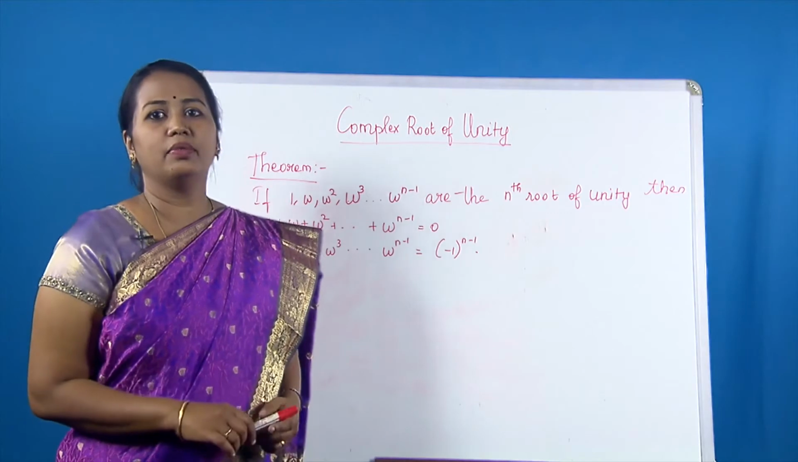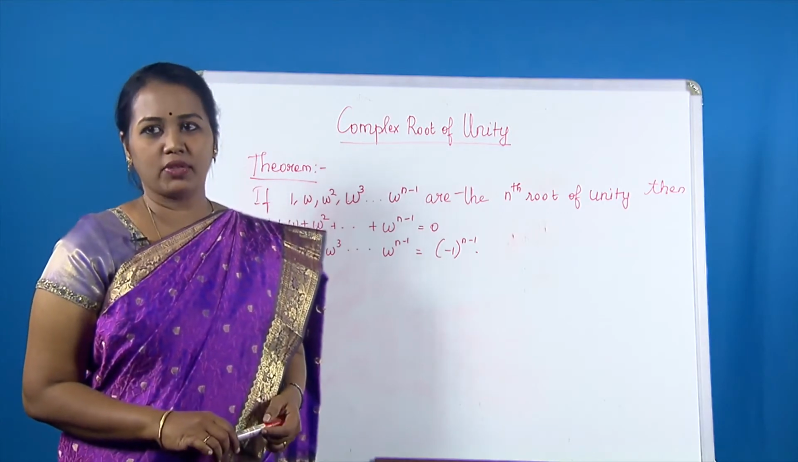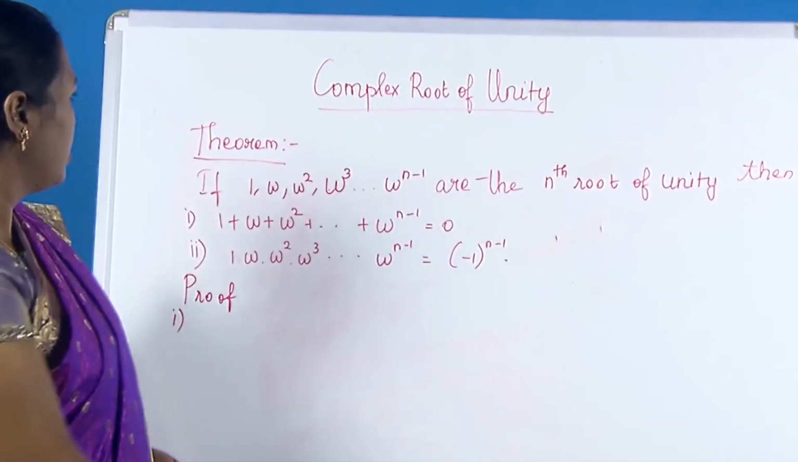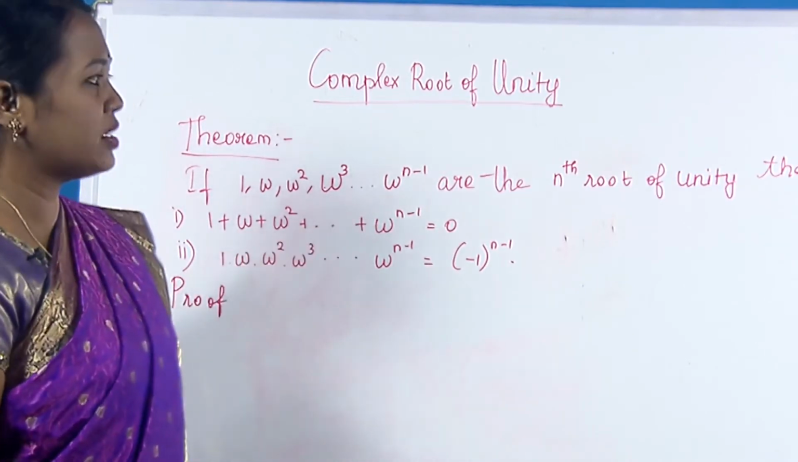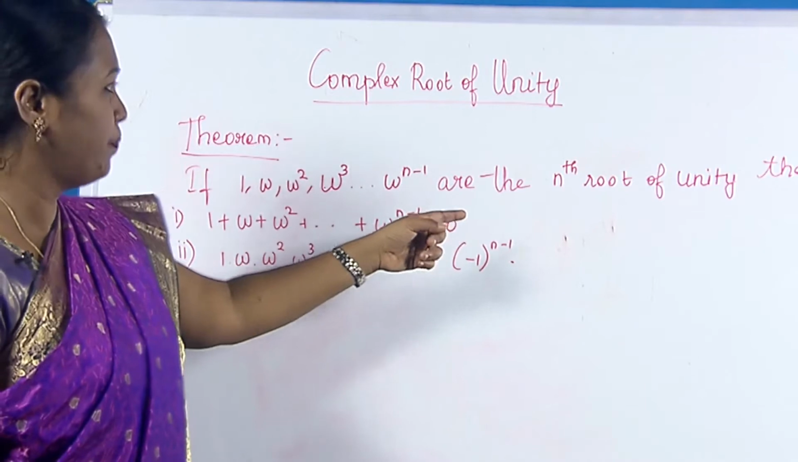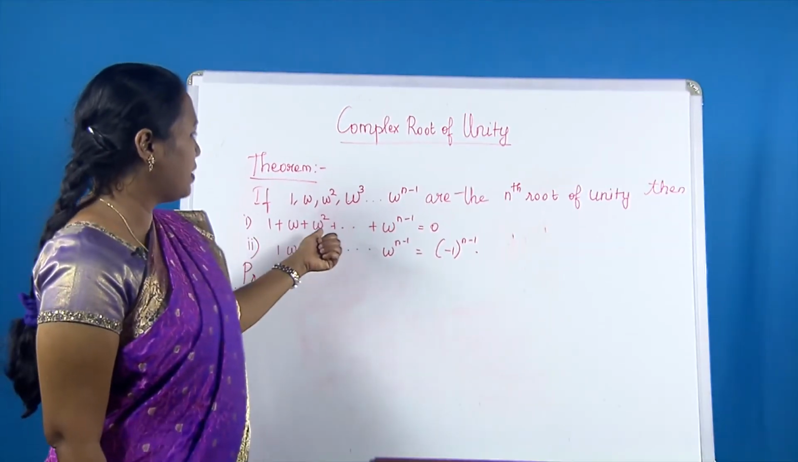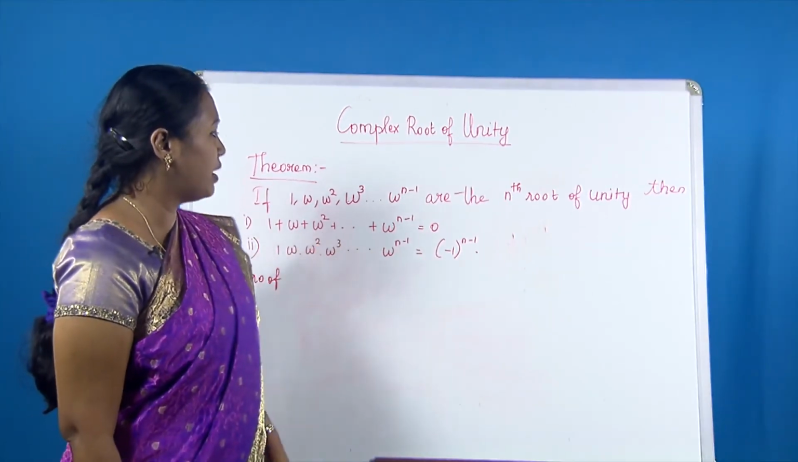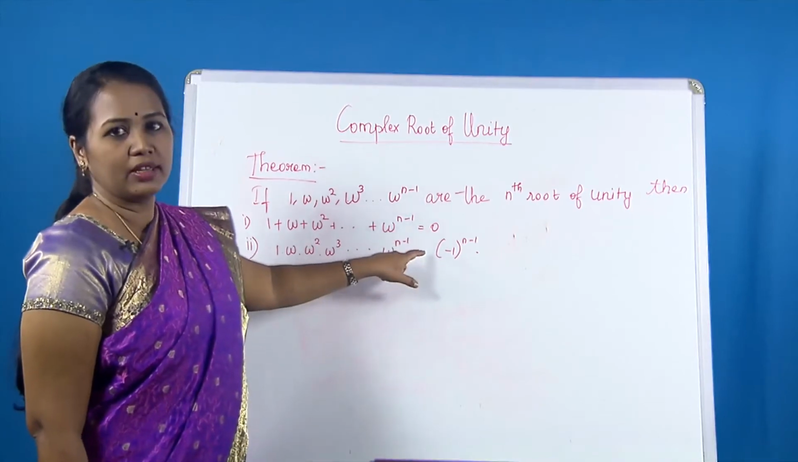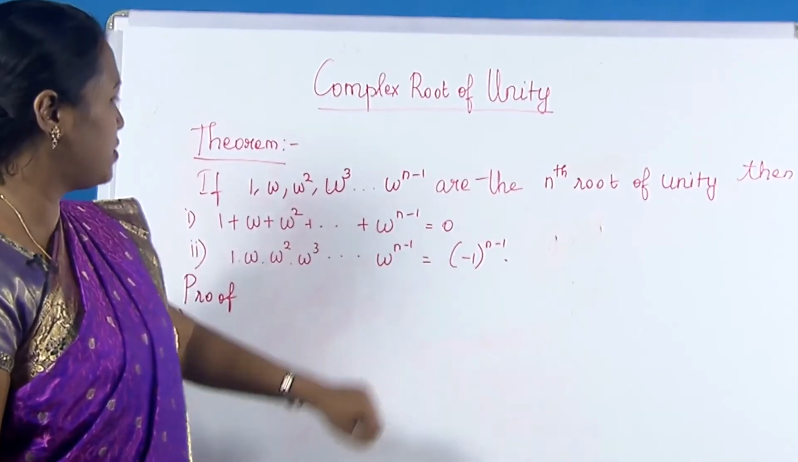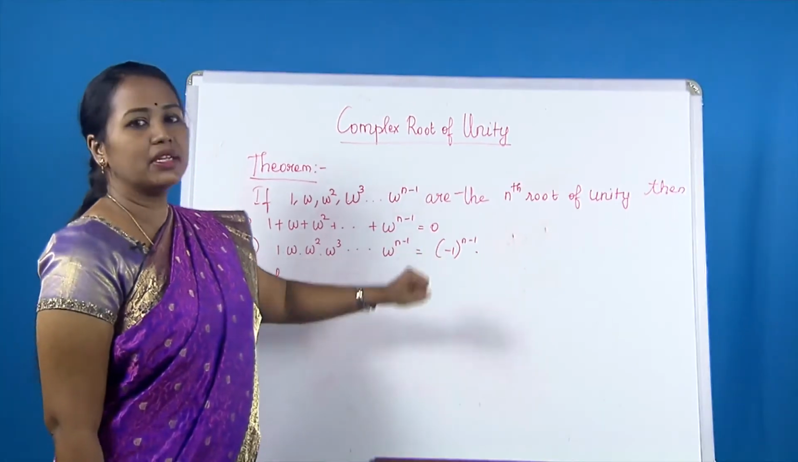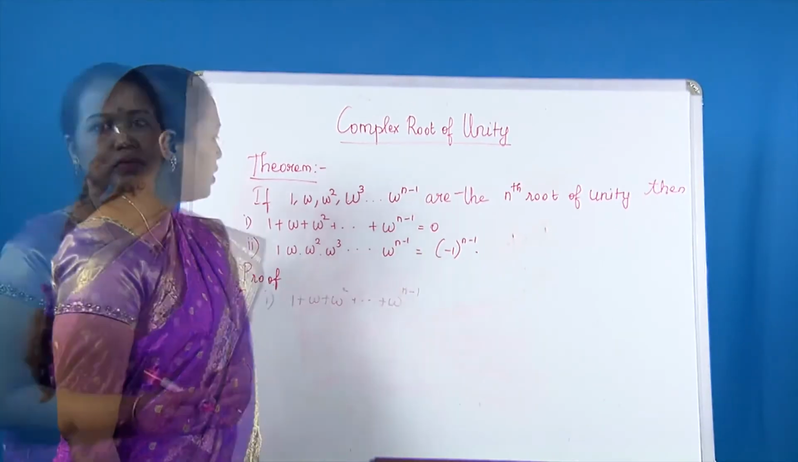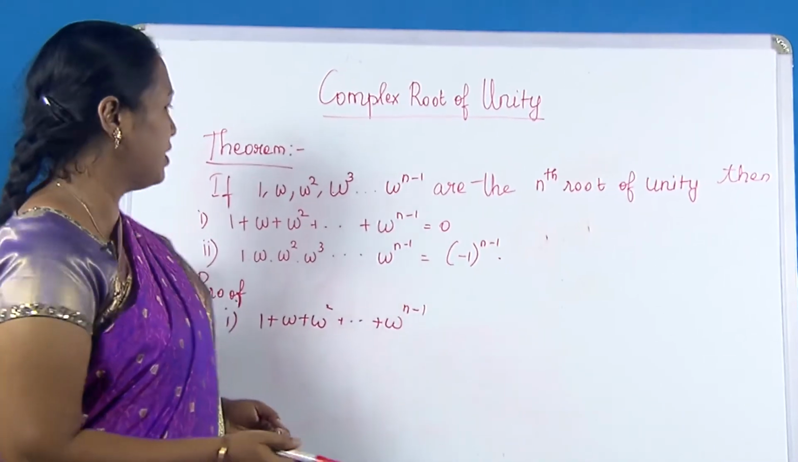The following theorem will show you the sum and the product of the roots of unity. If omega, omega squared, omega cubed, so on up to omega power n minus 1 are the nth roots of unity, then 1 plus omega plus omega squared plus so on up to omega power n minus 1 is equal to 0. That is, the sum of all the roots is equal to 0, and the product of all the roots of unity is equal to minus 1 the whole power n minus 1. We shall now see the proof of the theorem.